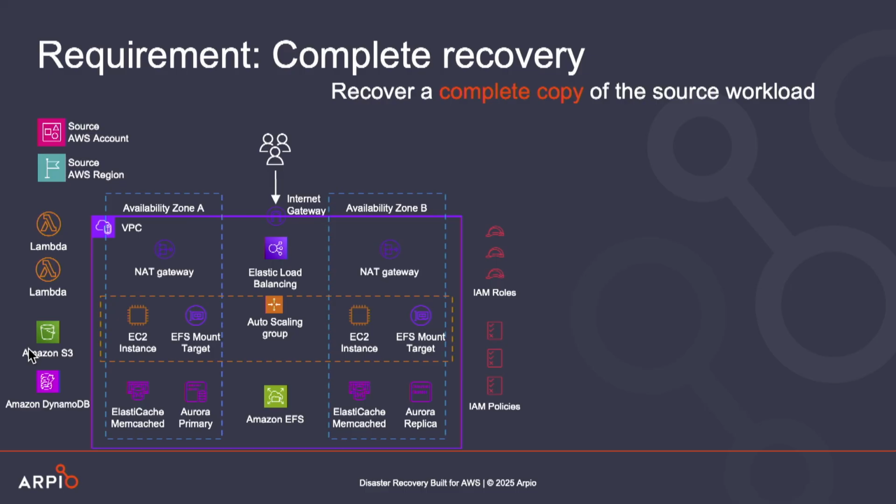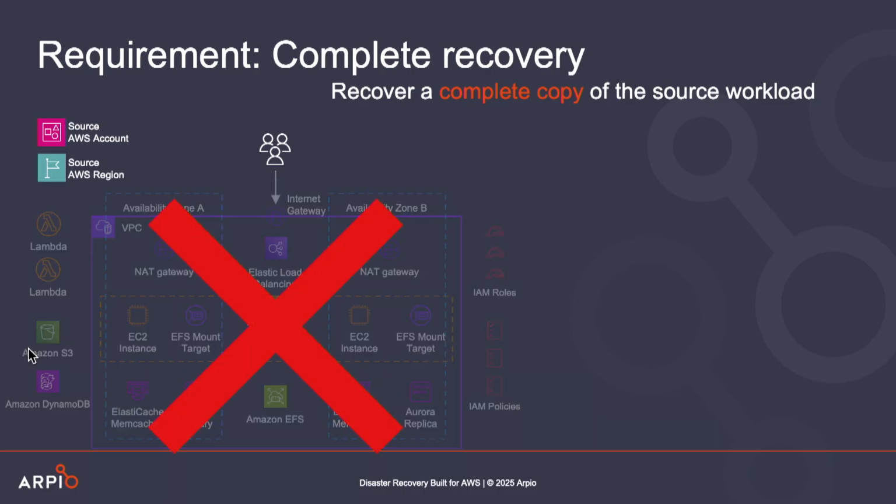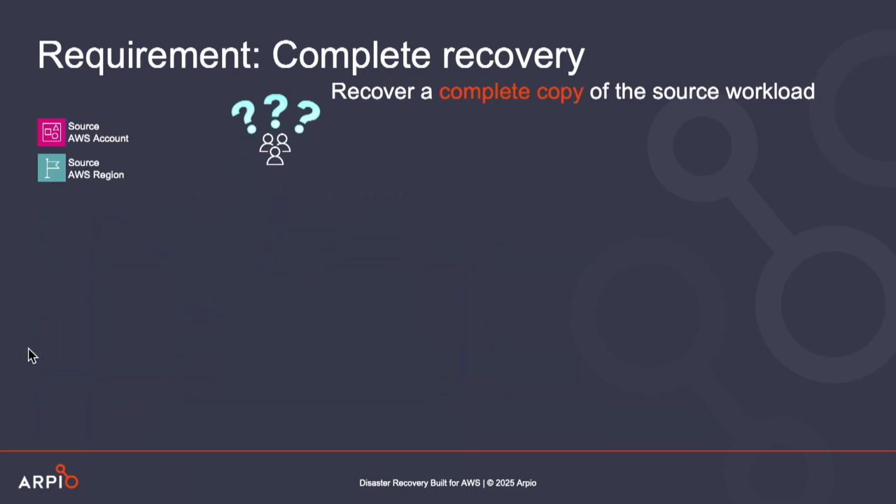Another requirement is complete workload recovery. This is another sample workload. I like putting together sample workloads. I like making pretty diagrams of architectures. This one has EC2, EFS, ElastiCache, and Aurora, right? And it's running in a given region, in a given account. And something happens. I just went through some things that could happen. That means I can't run it in that account or that region anymore.